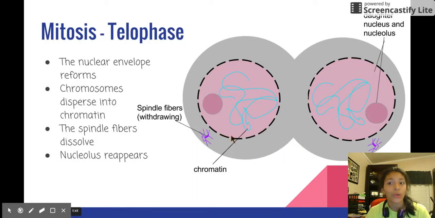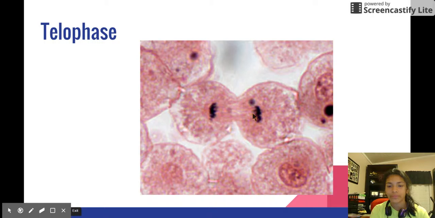Hence the word nucleoli, not nucleolus, means plural, so there will be two. And the spindle apparatus dissolves. See, the spindle fibers are withdrawing. So here's the picture, the telophase part.